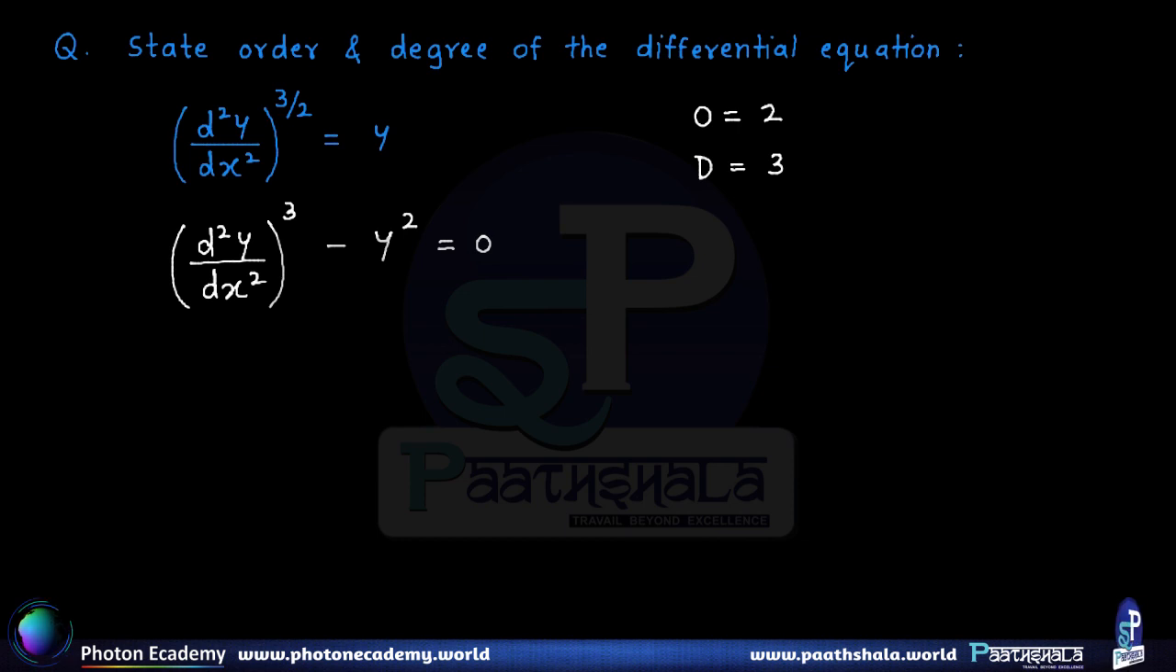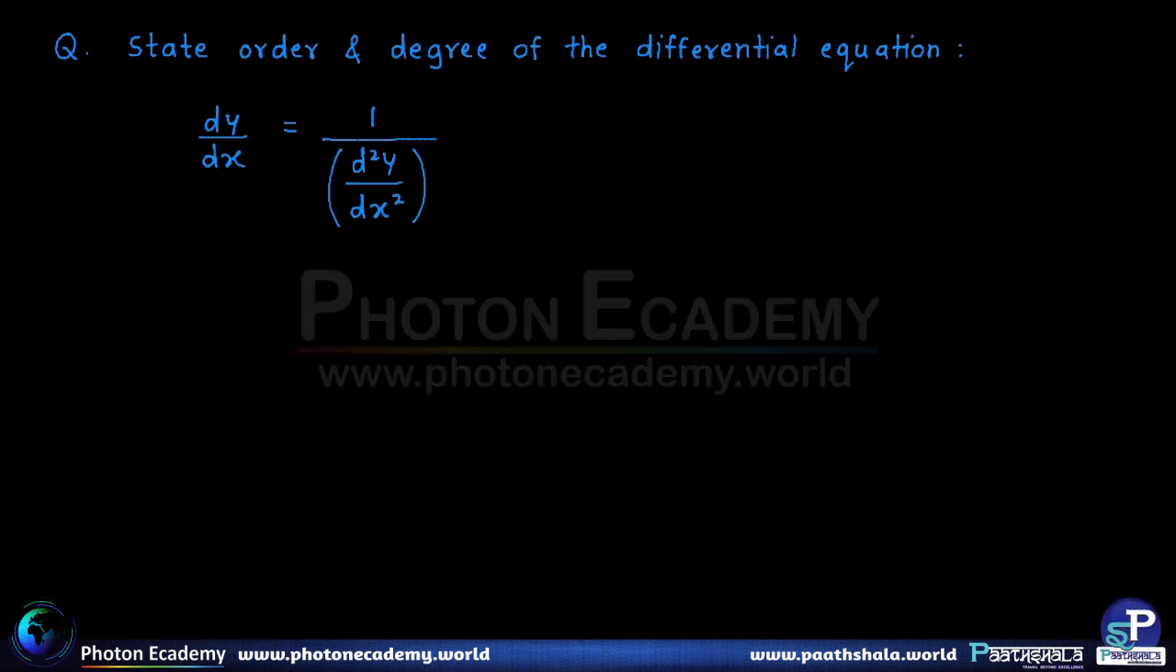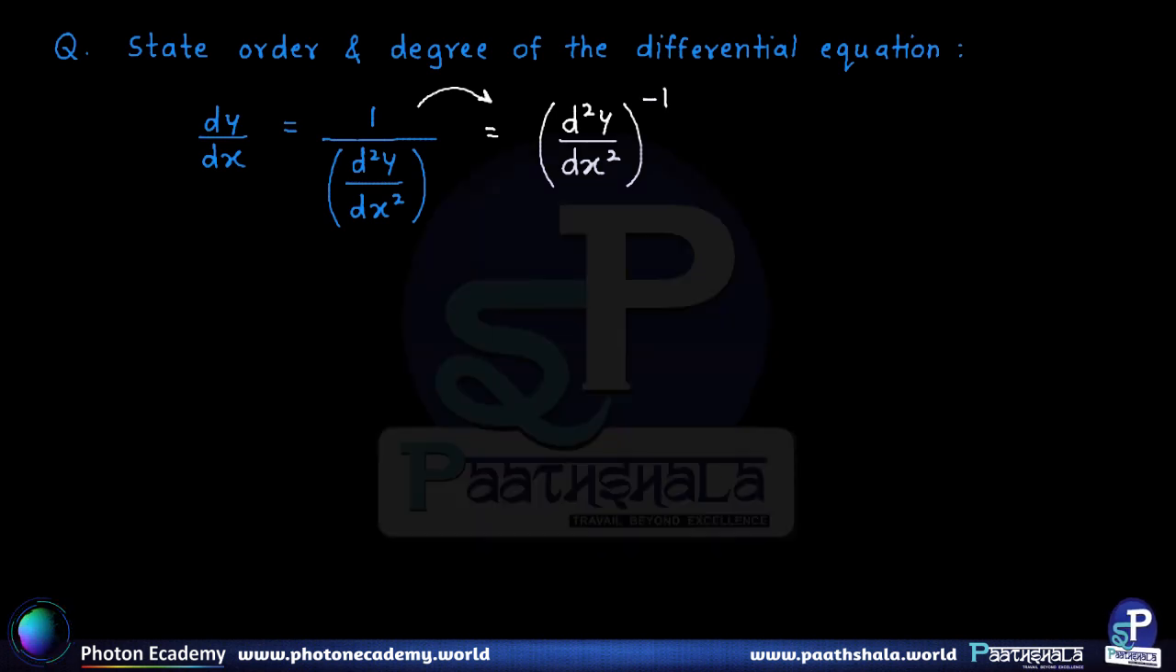And now let's see the last question in this type. Alright, here we have dy by dx given as 1 upon d square y by dx square. Now if you observe this right hand side, that can technically be written as d square y by dx square whole raised to minus 1, isn't it? Because that's the reciprocal of that derivative. But then it gives us a negative index for the derivative, which is not allowed in order to find the degree of the differential equation.